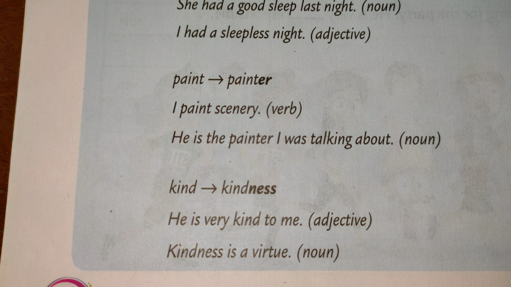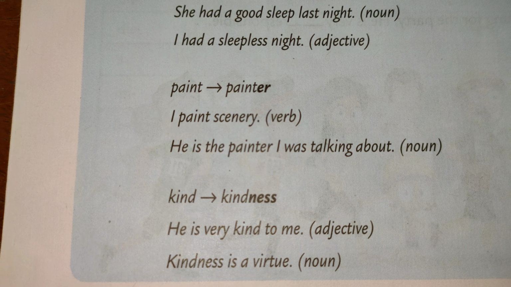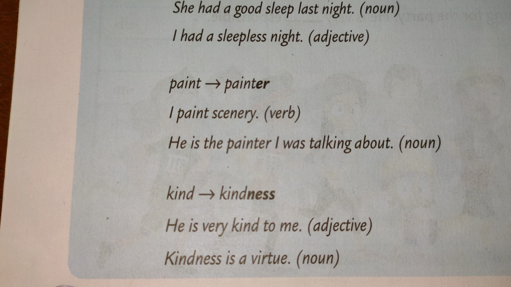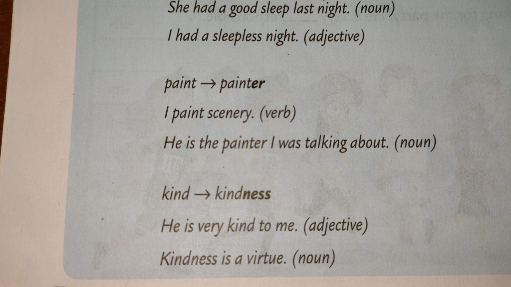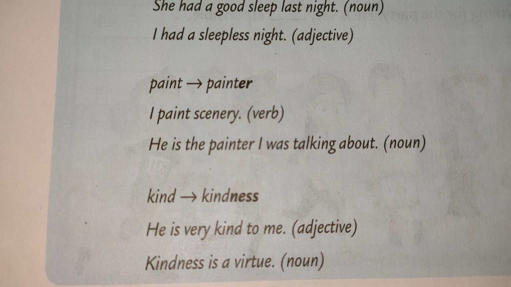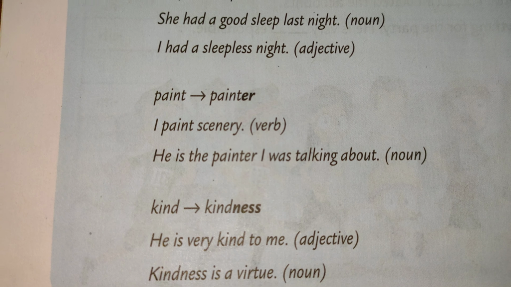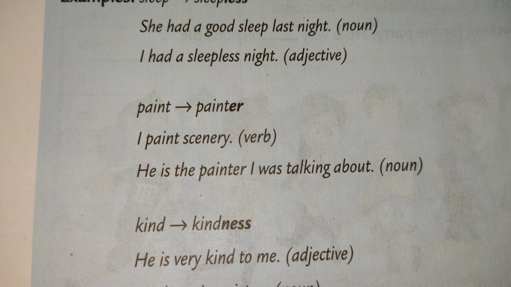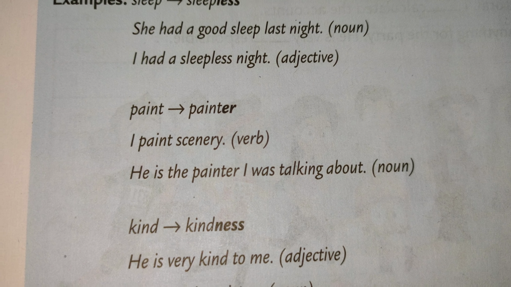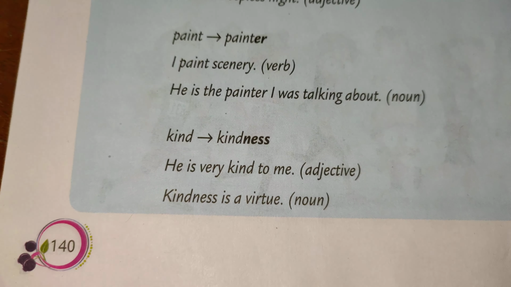Next is paint. If we add er, it will become painter. Now, I paint scenery. In this, paint is actually the verb because it is telling the action. In the second sentence, he is the painter I was talking about. Now in this, after adding the suffix er, it has become the noun. Painter is the noun here.